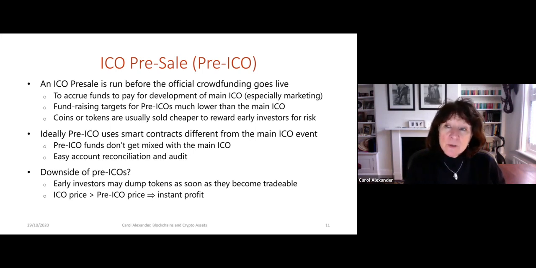Ideally, the pre-ICO would use a different smart contract, different from the main ICO event. Otherwise, you could mix up the funds in the smart contracts. And then afterwards, you have to reconcile accounts and have some sort of audit about where all the money came from. So that's why different smart contracts are usually used.